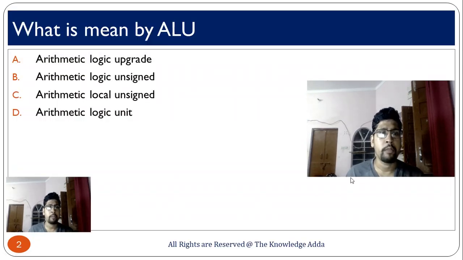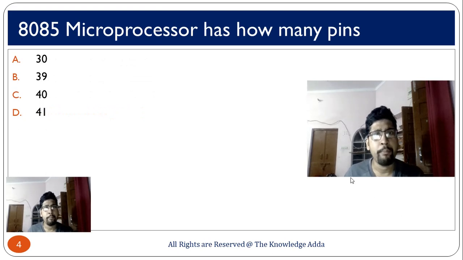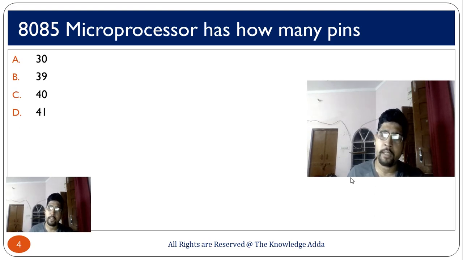Okay, so here the first question is, what is meant by ALU? The full form of ALU is arithmetic logic unit, which means D option is the correct option. And how many pins does the 8085 microprocessor have? So my friend, 8085 operates on 40 pins, which means the 8085 microprocessor has 40 pins to operate.